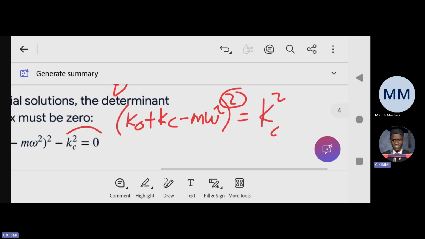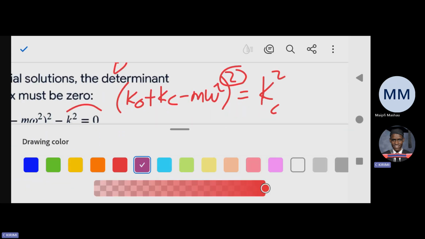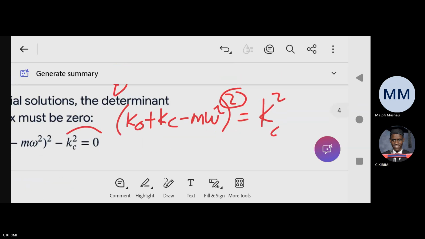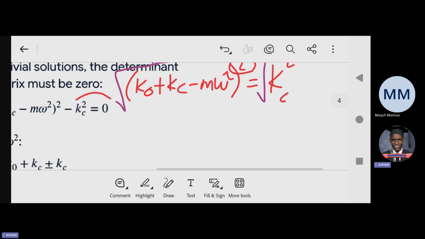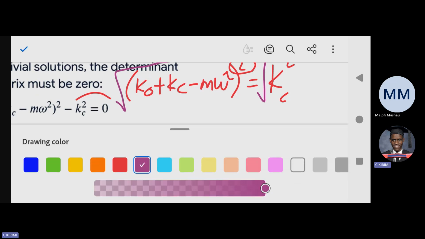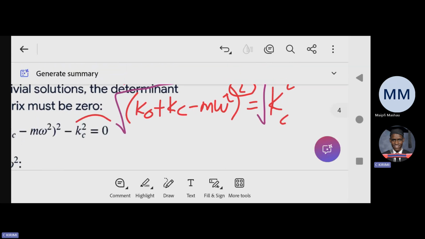So that's what we want to do. Which means I will introduce a square root on the left. So if I introduce a square root here, I can also introduce a square root here. That's what it means. So that what you do on the left, you must do on the right.